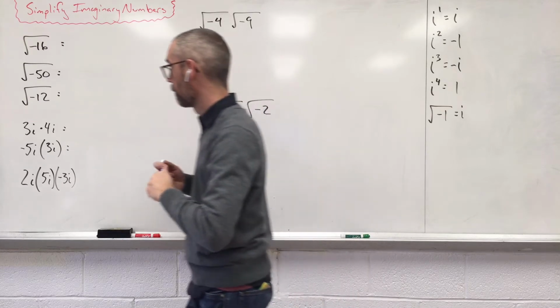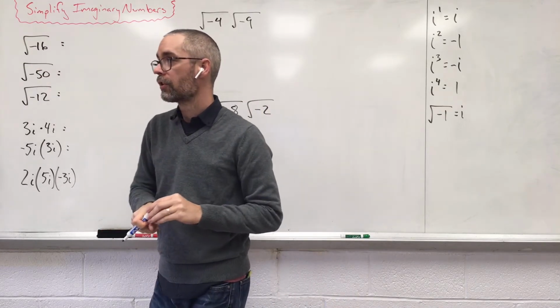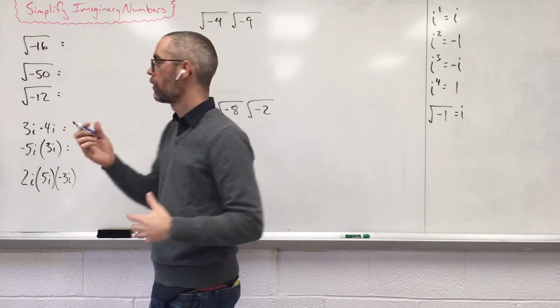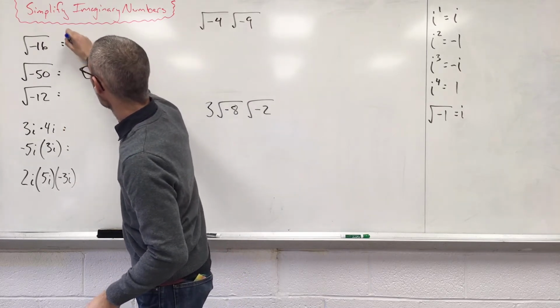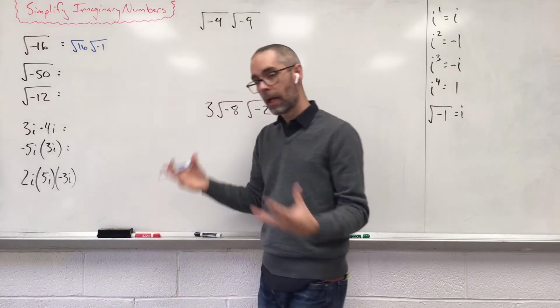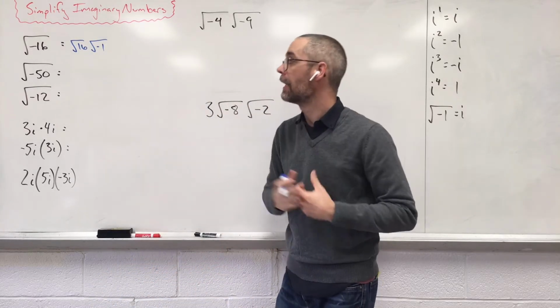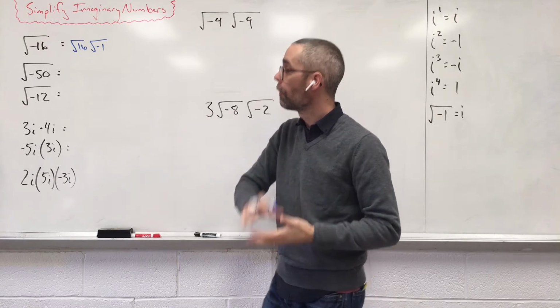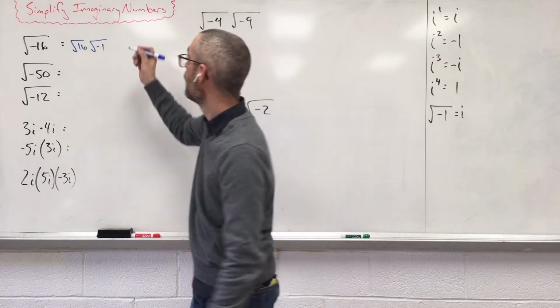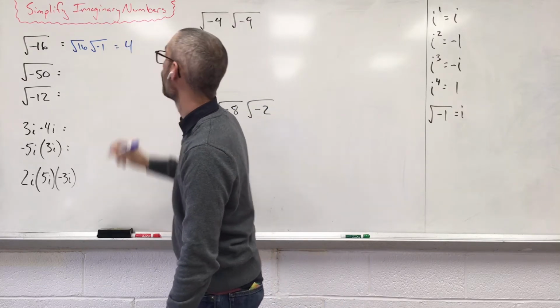So first problem: square root of -16. Since I can't do that negative, I have to break the problem up into two parts. I'm going to break it up into square root of 16 and square root of -1, because when I multiply those two things together, I still get square root of -16. But when I see that 16, now I can do that. I know I'm going to get a 4.